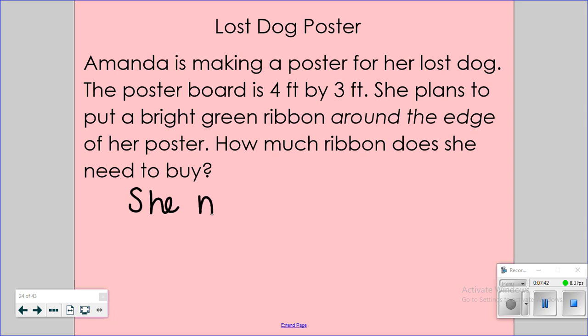She needs blank. Actually, you know what I'm going to use? I'm going to use our unit, because it tells me that I'm measuring in feet. I'm going to say blank feet.